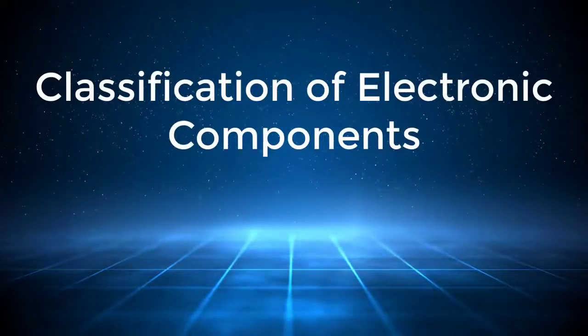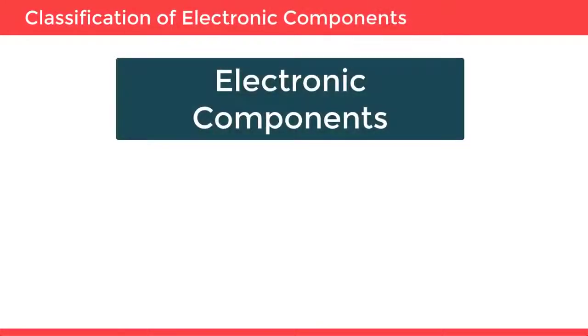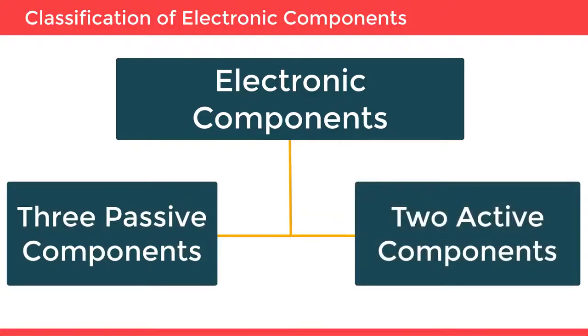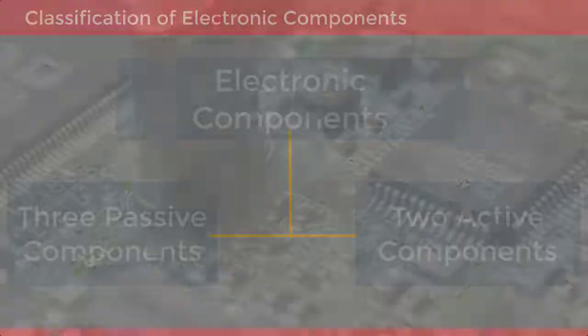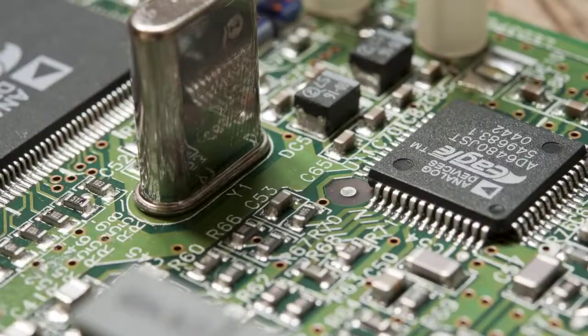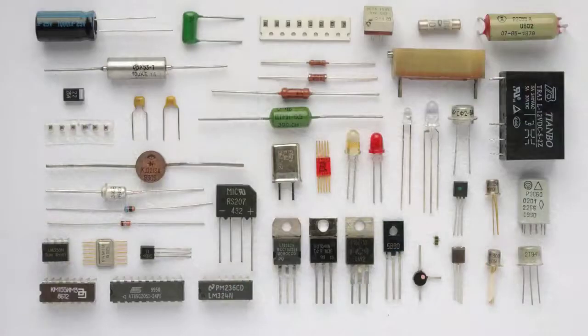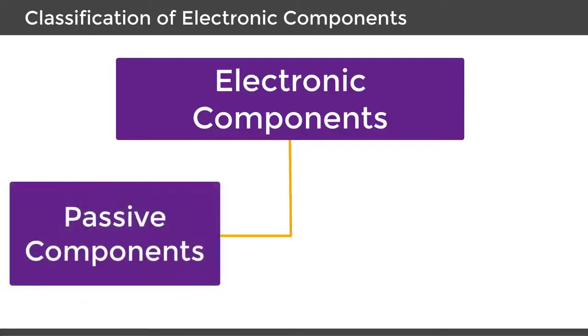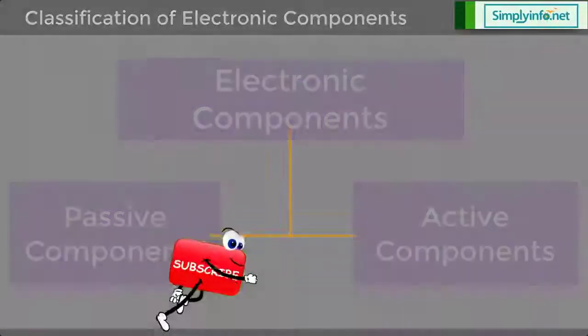Classification of electronic components. All electronic circuits contain a few basic components that are 3 passive components and 2 active components. An integrated circuit may comprise thousands of transistors and a few capacitors on a small chip. The electronic components are classified broadly as passive and active components.